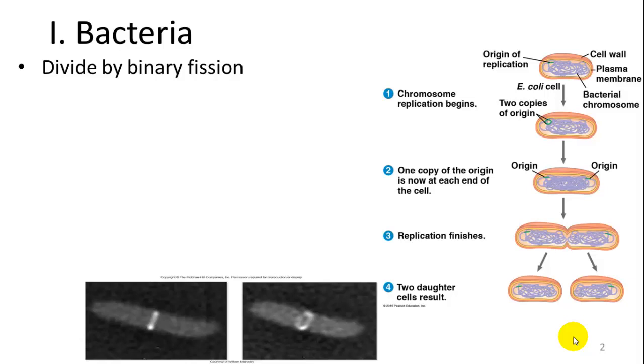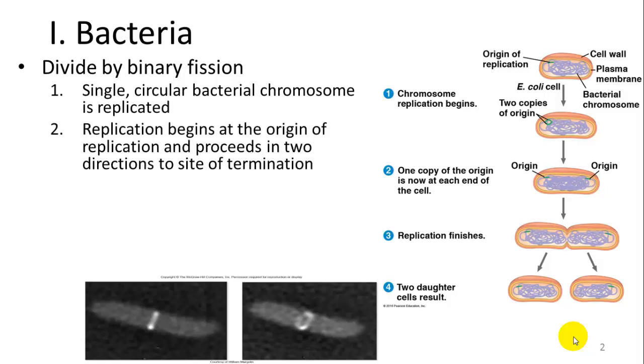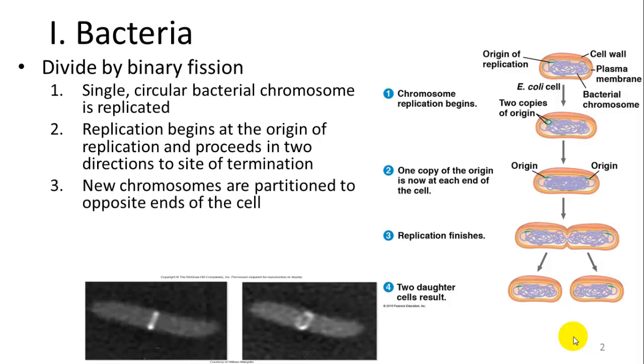It's similar to mitosis, but also has some significant differences. First, they don't have multiple linear chromosomes. Instead, they have just one circular chromosome. So the first step is that single circular bacterial chromosome is replicated, and it's done by identifying the origin of replication and then going in both directions until two complete chromosomes are left. And those then end at the site of termination and separate.